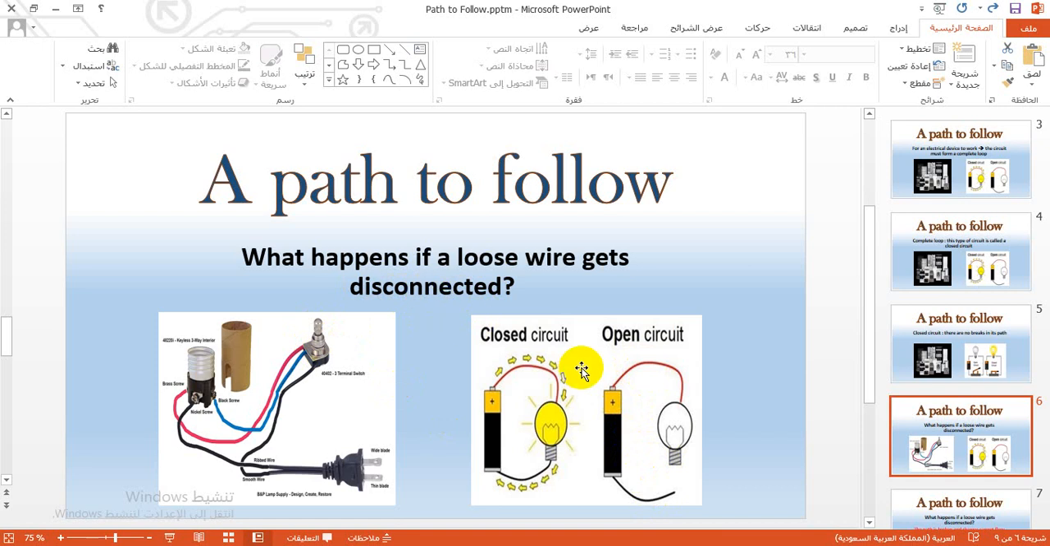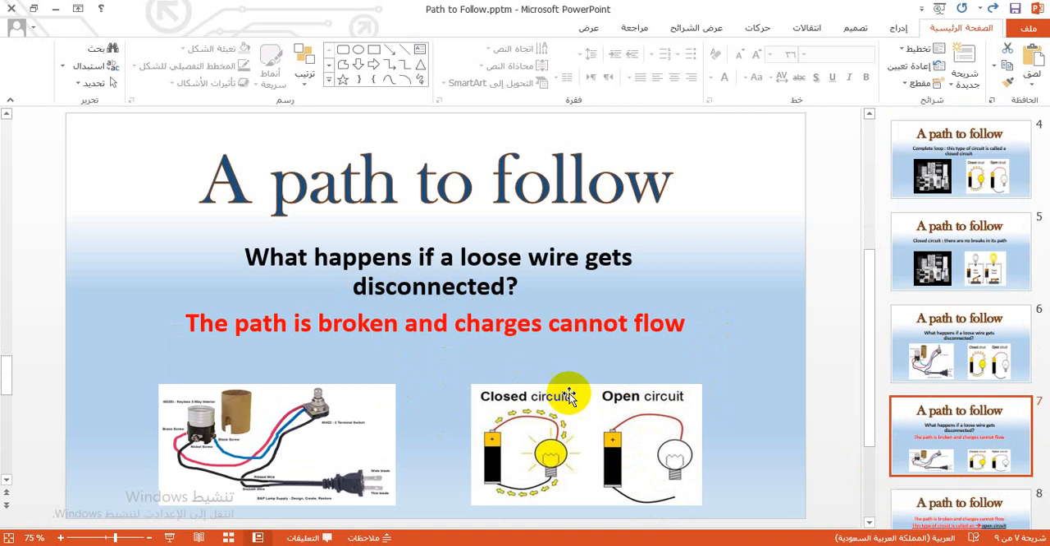So what will happen to the circuit here if you disconnect it? The path is broken and the charges cannot flow. This is what I mean. The charge will not flow here because this one is disconnected. This is the open circuit. So easy, right? When the wire is disconnected, the path is broken, like here, see, it's broken, and charge cannot flow to the device, to light it or to turn it on.